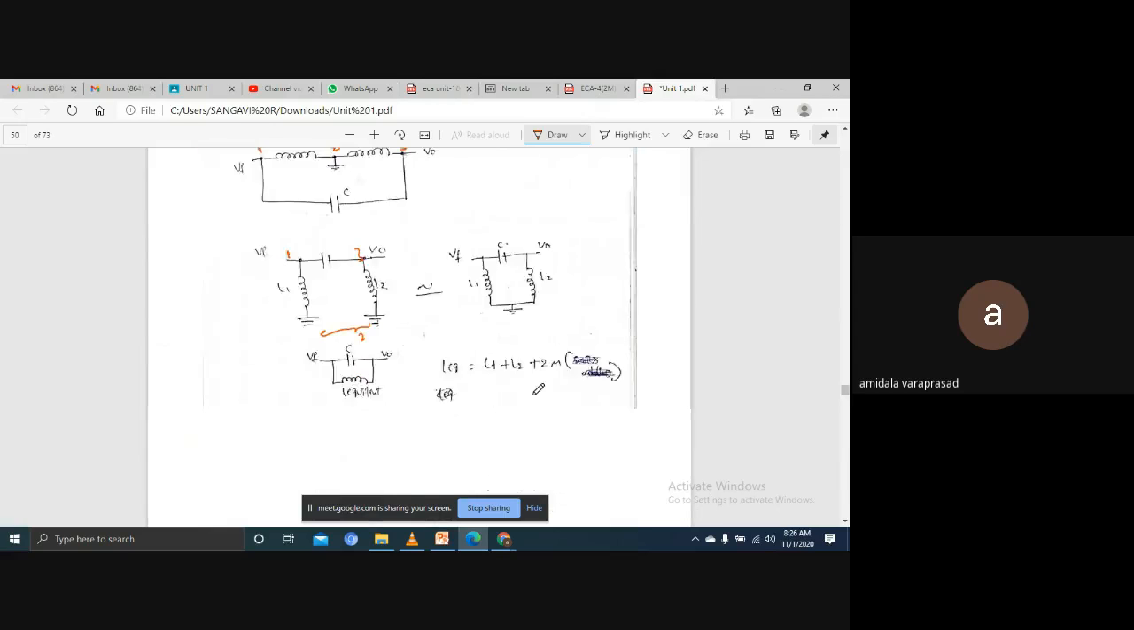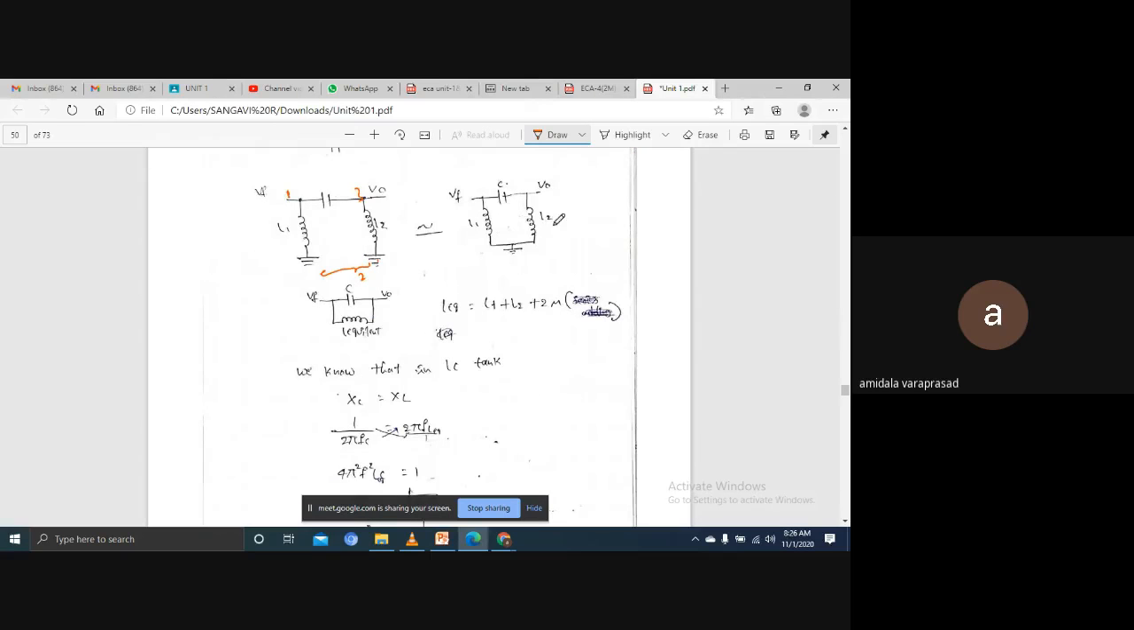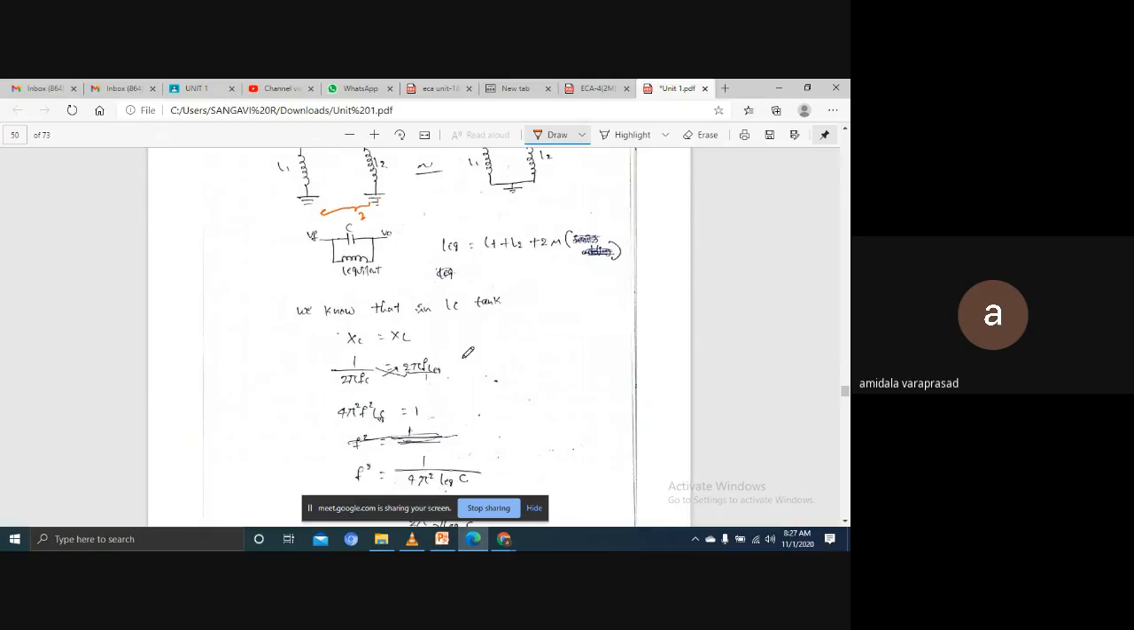Now based on this, L1 and L2 are in series, the same current flows here. I am speaking about L1 and L2, and the capacitance I am not comparing. The capacitance is in parallel with respect to the inductor, but L1 and L2 are in series, same current only flows. That's why I can write L1 plus L2 plus 2M, where 2M is the mutual inductance. Then in place of L1 and L2, I can write L equivalent.